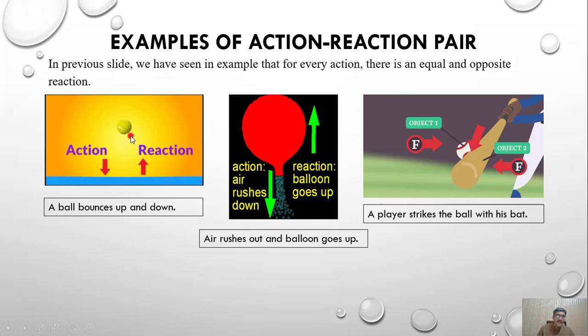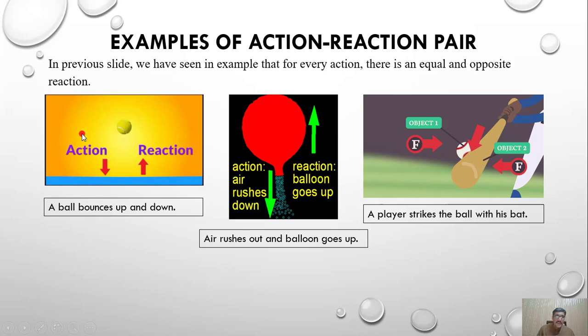If you see here, we have a ball. When we throw a ball from a certain height, what will happen? It will come down, and when it hits the surface, there is some force which is going to act on this ball, and the ball will move upwards.